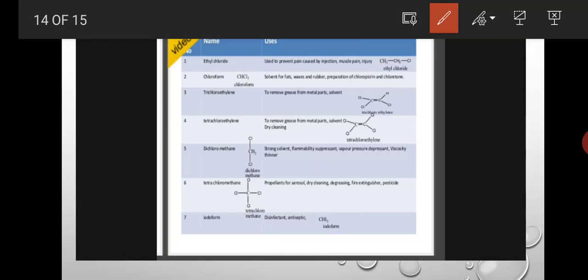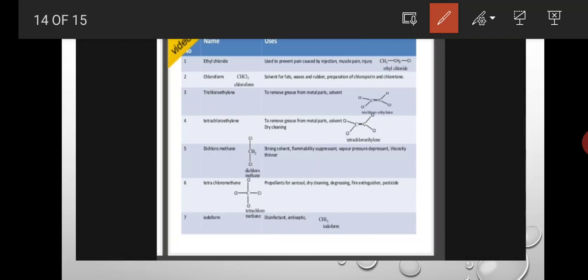And dichloromethane. Dichloromethane is a strong solvent and flammability suppressant, vapor pressure depressant, viscosity thinner also. And next is tetrachloromethane. This is a propellant for aerosol, and it is also used in dry cleaning, decreasing fire exposure, and it is also used as a pesticide.